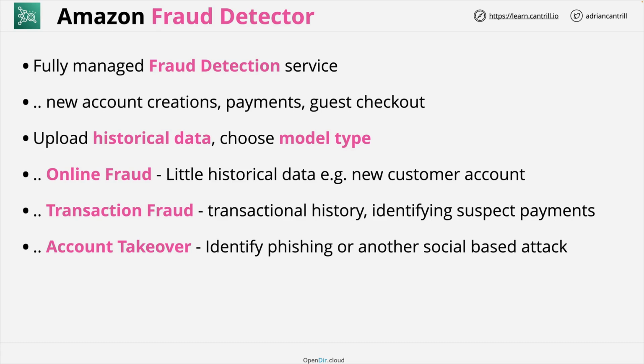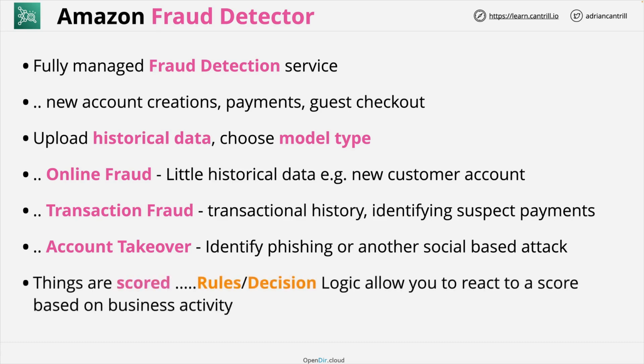Now the way that this product works is that all of the various events are scored, and then you can create rules, which is basically a type of decision logic, and use this to react to these scores based on your business activity or business risk. So Amazon Fraud Detector is another back-end style service which generally you're going to be integrating into your applications or environments rather than using interactively from the console.